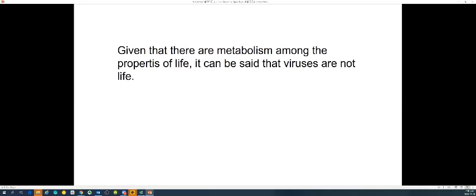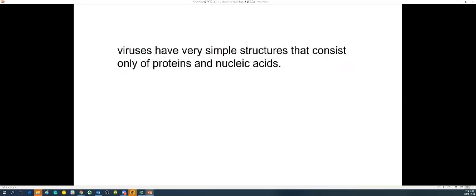Same argument, right? No metabolism, no life. Wow, here's another interesting thing. Virus is very simple. That's why, it's only made of protein and nucleic acid. That's why it's not life. Do you agree with this conclusion? It's too simple. That's why it's not life. It's only protein and nucleic acid. Then how complex is complicated enough to be life?